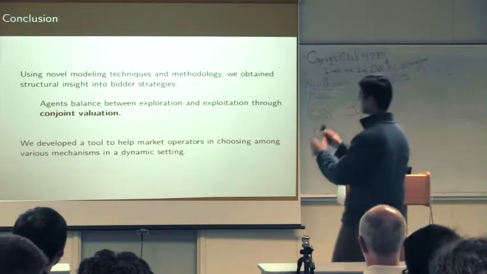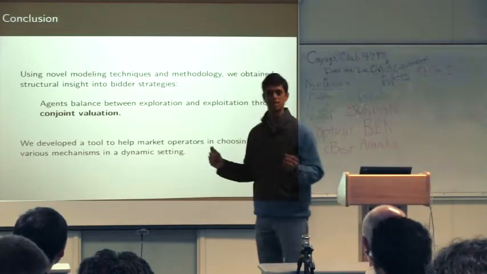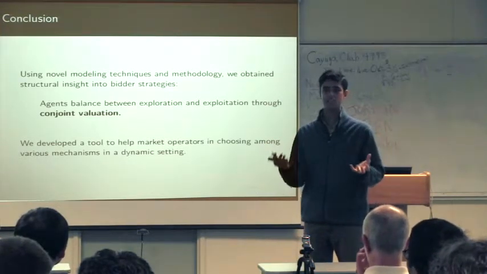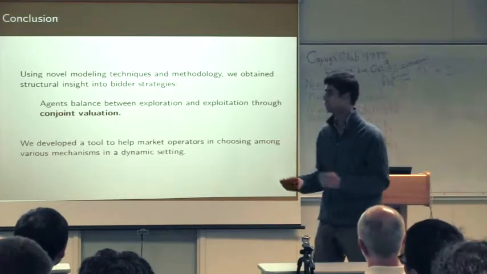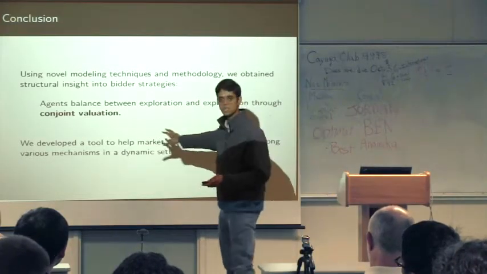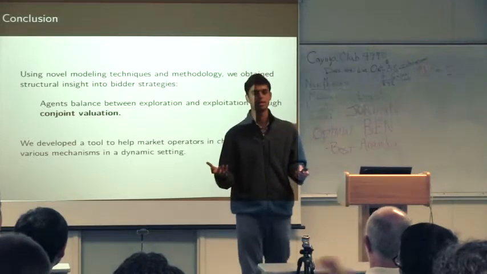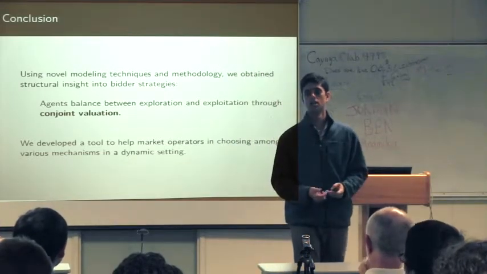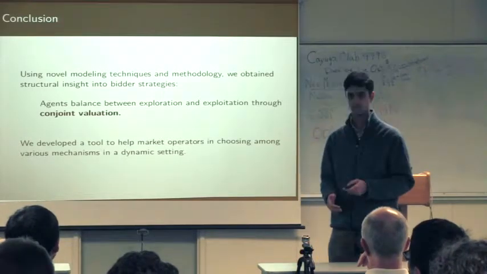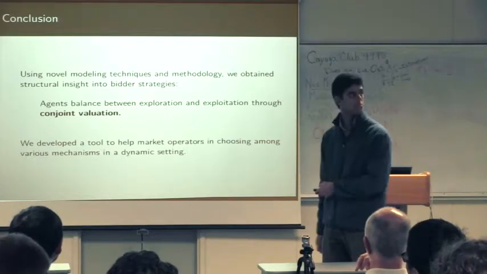And at least in the learning case, you can obtain a very simple characterization of agent behavior. In particular, you can show how they balance between exploration and exploitation through this conjoint valuation. I also talked about how you can use this as a tool to inform market design, like how do you choose reserve prices, or how do you choose auction formats, and so on. So let me end this here.